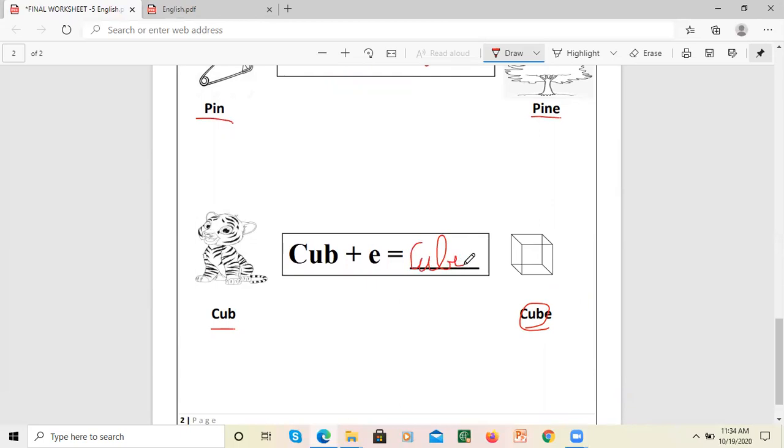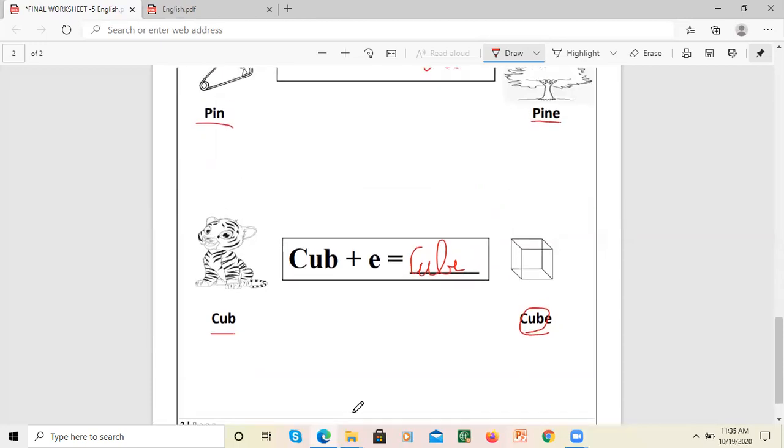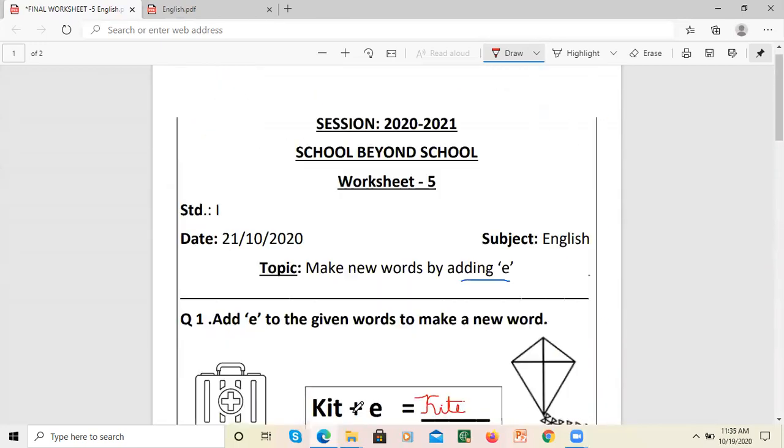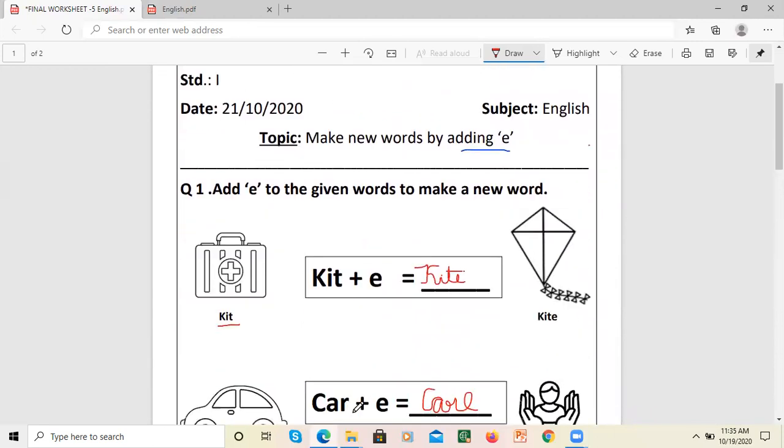C-U-B-E, cube. Also, please remember in the last class when we were doing yes and no questions, where I might have accidentally put in that yes, a cat can fly. You have to write no, it cannot. So please add that. With this, we complete the worksheet of E, that is adding E to a word.